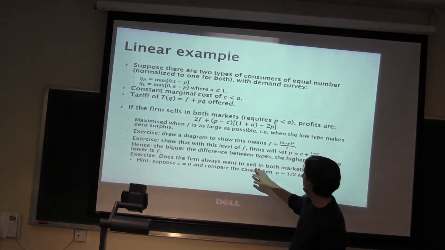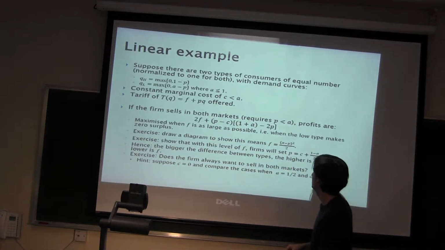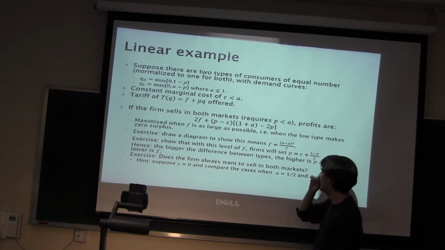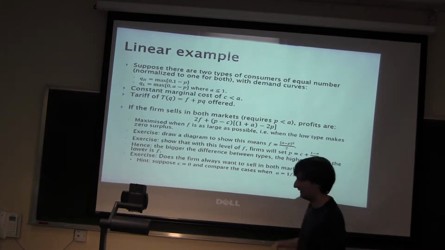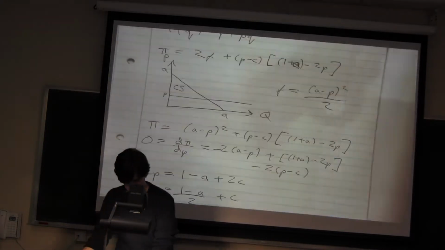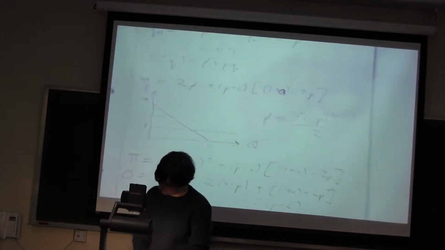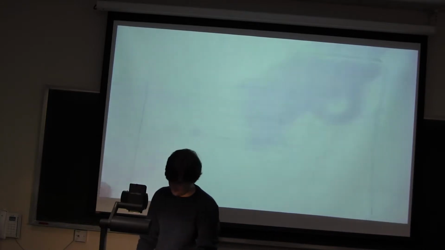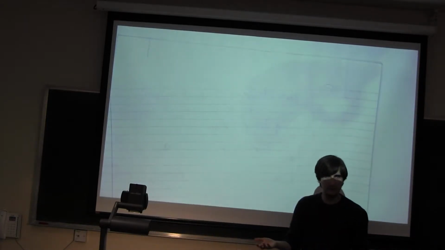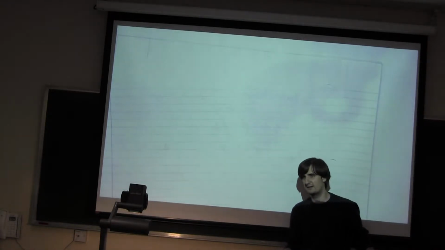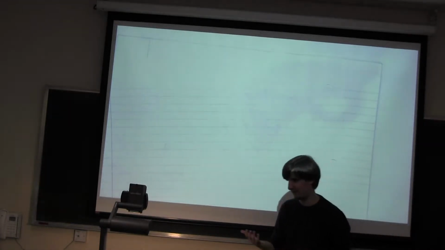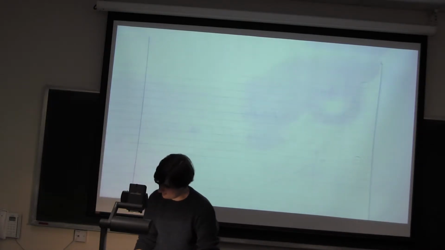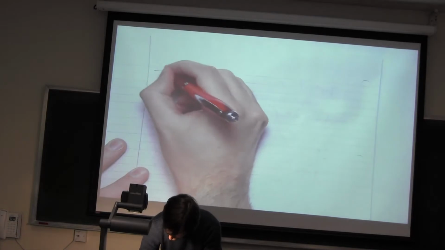Final bit, does the firm always want to sell in both markets? I guess when you did this, you used my hint. Let's see how far we can go without using the hint. So if they only try and sell to one type of consumer, what type would they like to sell to? Yeah, the high type, because they can extract more from the high type. So if they're just going to sell to the high type, what are their profits going to be equal to?